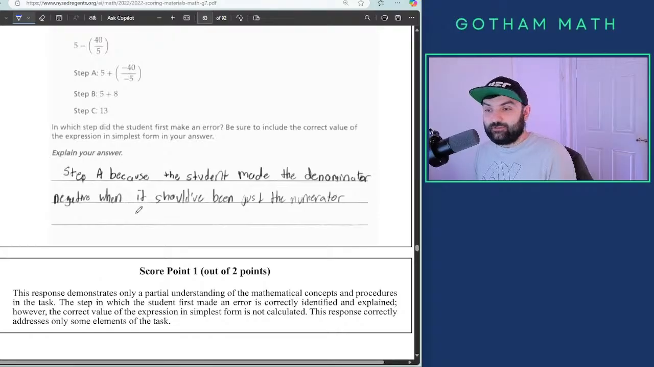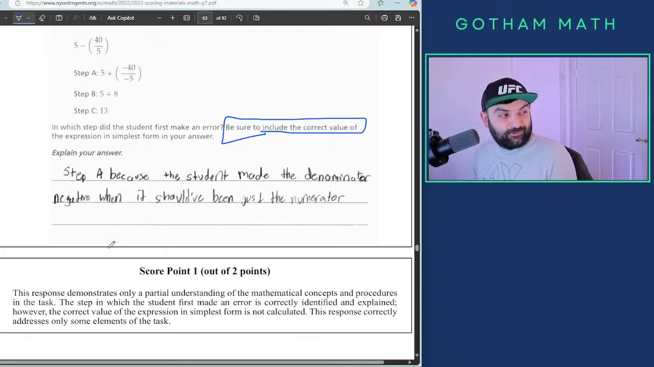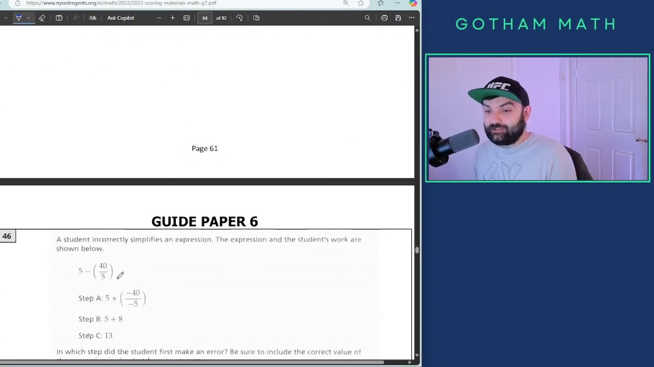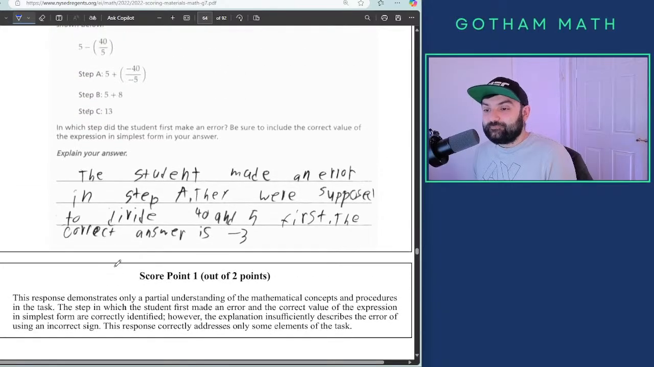I don't know why they got marked down. Be sure to include the correct value. Oh. You see, you always have to read the whole thing. After you do your answer, go and check. You understand? Go and check. The student made an error. So, divide 40 and 5 first, the correct. Okay.